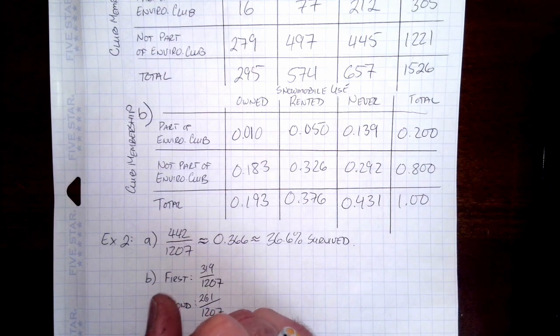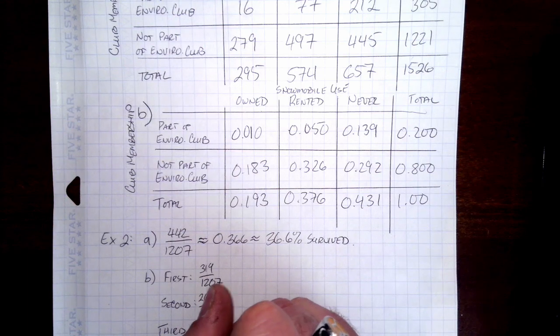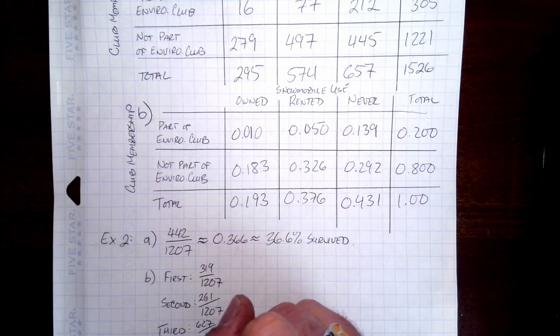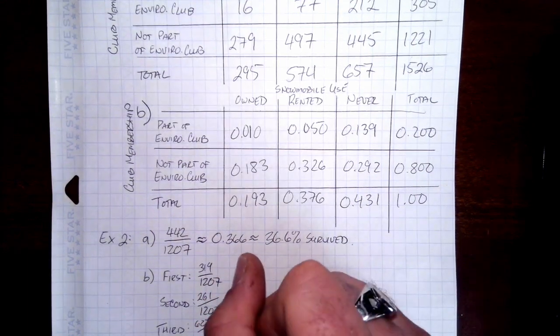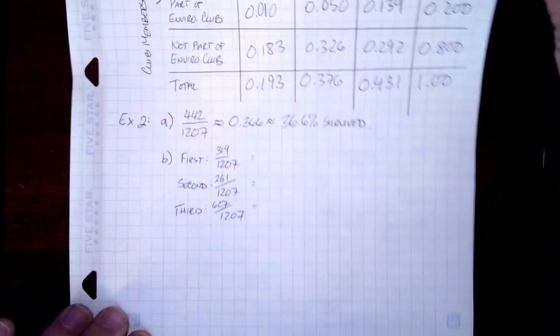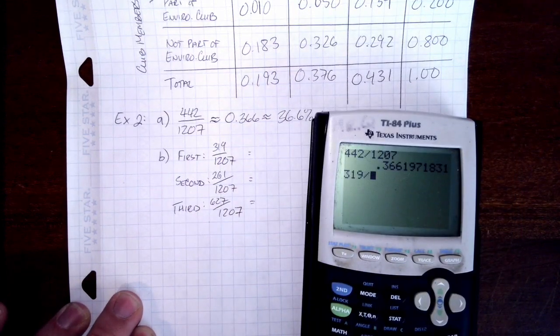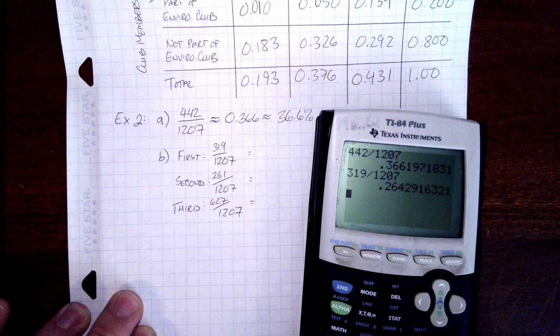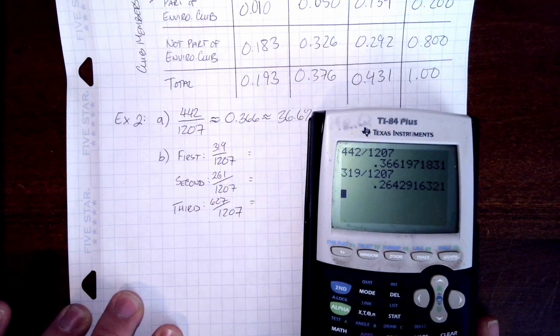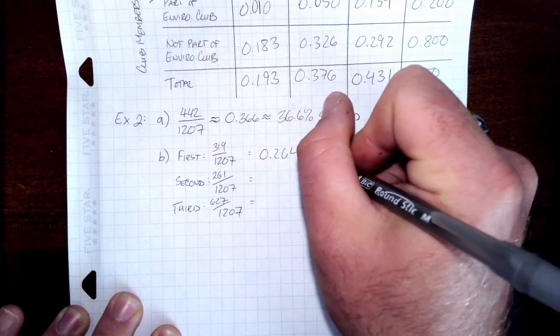And third class travel, there were 627 out of 1,207. And now we just need to find out what the decimals and percentage equivalents for those are. So 26.4% were in first class.